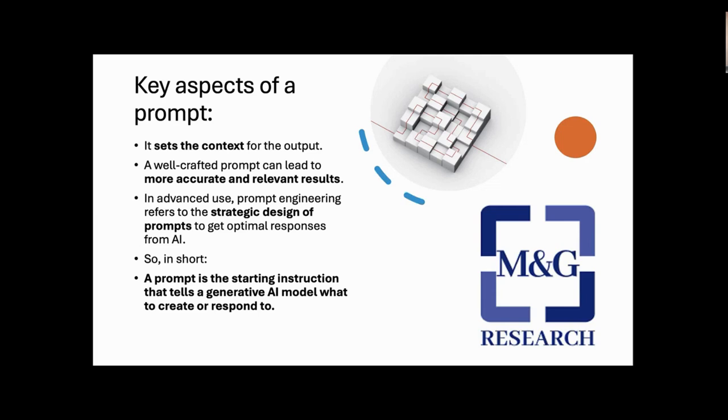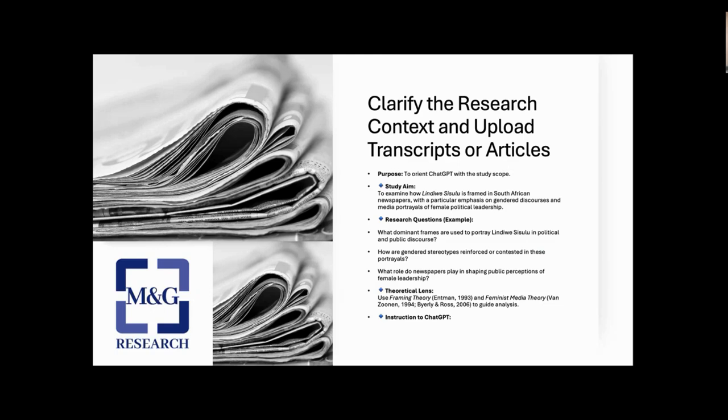So let's begin the first step. The first step when you are doing a qualitative analysis, a thematic analysis on ChatGPT, which we'll demonstrate for you, is clarifying the research context and uploading transcripts or articles. The purpose of this step is to orient ChatGPT with the purpose or the scope of the study. ChatGPT wouldn't know the scope of your study, even if you are using Grok.